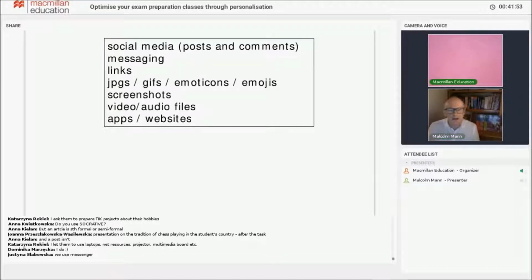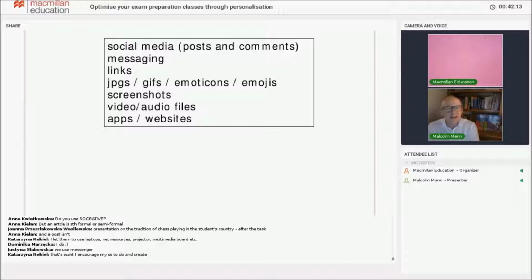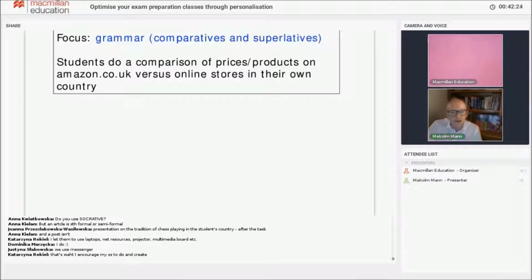We've said a lot of these: social media, posts and comments, messaging, links, JPEGs, GIFs, emoticons, emojis, screenshots, video and audio files, apps and websites. All of these, I think, the more we can bring these in to preparation tasks leading to exam practice tasks, then the better it is, the more interesting it is, the more motivating it is for our students. So just one example, grammar, comparatives and superlatives.